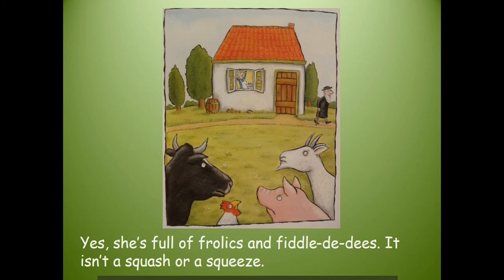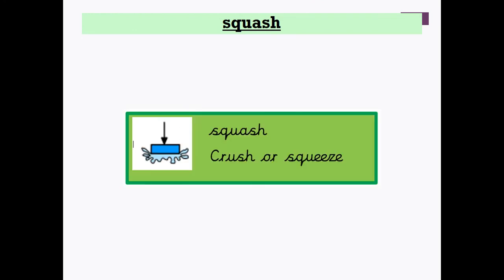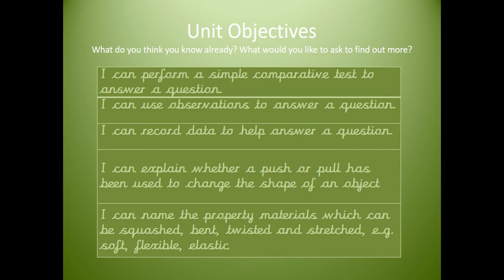I want you to think about the words squash and squeeze and what they mean, and think of an action for each of them. Well done. So to squash something is when you apply pressure, when you push down on something and you can crush it or you can squeeze it together. So let's look at our unit objectives, and I want you to think about what you think you know already and what you would like to ask to find out more.